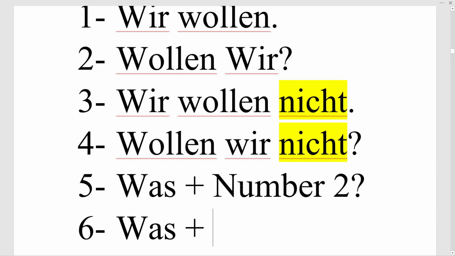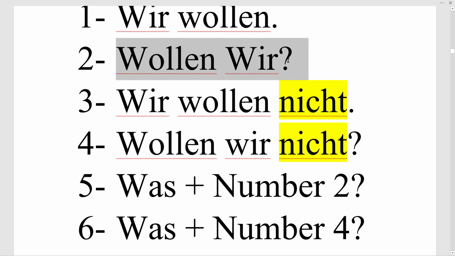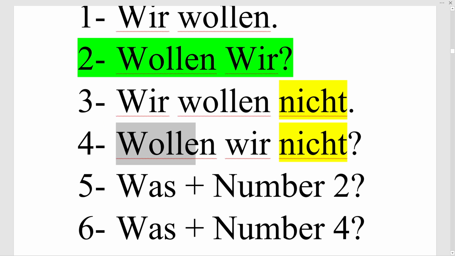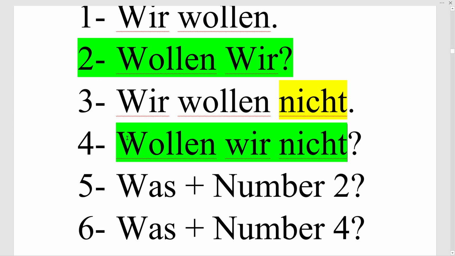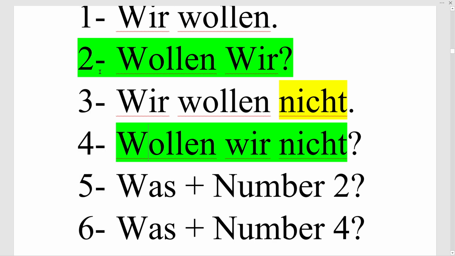We're gonna write number 4, right? This is how it's supposed to be. So this is number 4. We say was, which is a WH question, plus sentence number 2. This is plus in German. Was wollen wir? This is wollen wir, right? Was wollen wir? And number 4, was wollen wir nicht? There we go. As you can see, so far so good. So was wollen wir and was wollen wir nicht.